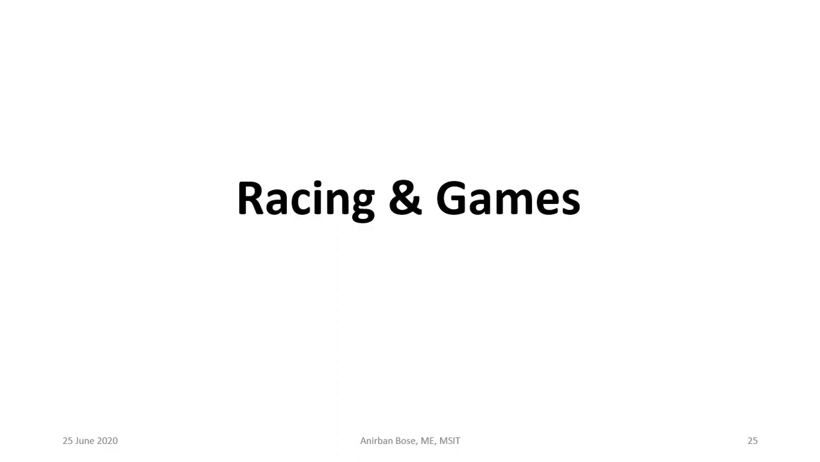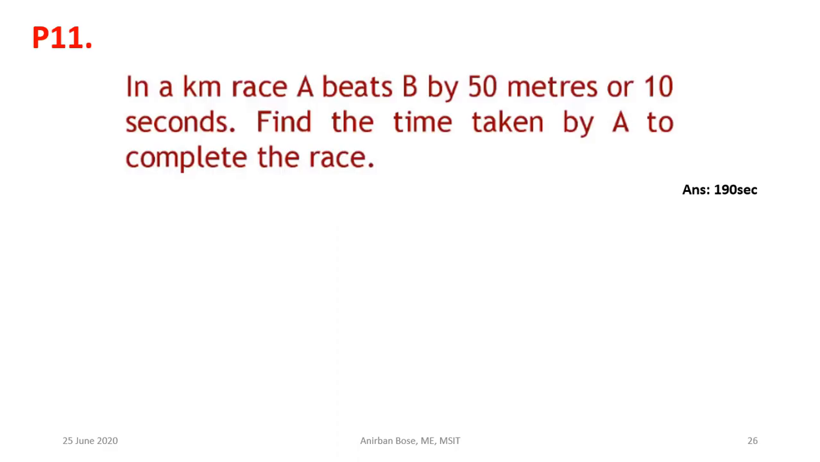Now let us see some problems on racings and games. In a kilometer race means the total distance is 1 kilometer. A beats B by 50 meters or 10 seconds. So it is very important to understand the meaning of this line. Whether this 10 seconds is of A or 10 seconds of B. So this you have to understand very well. A beats B by 50 meters.